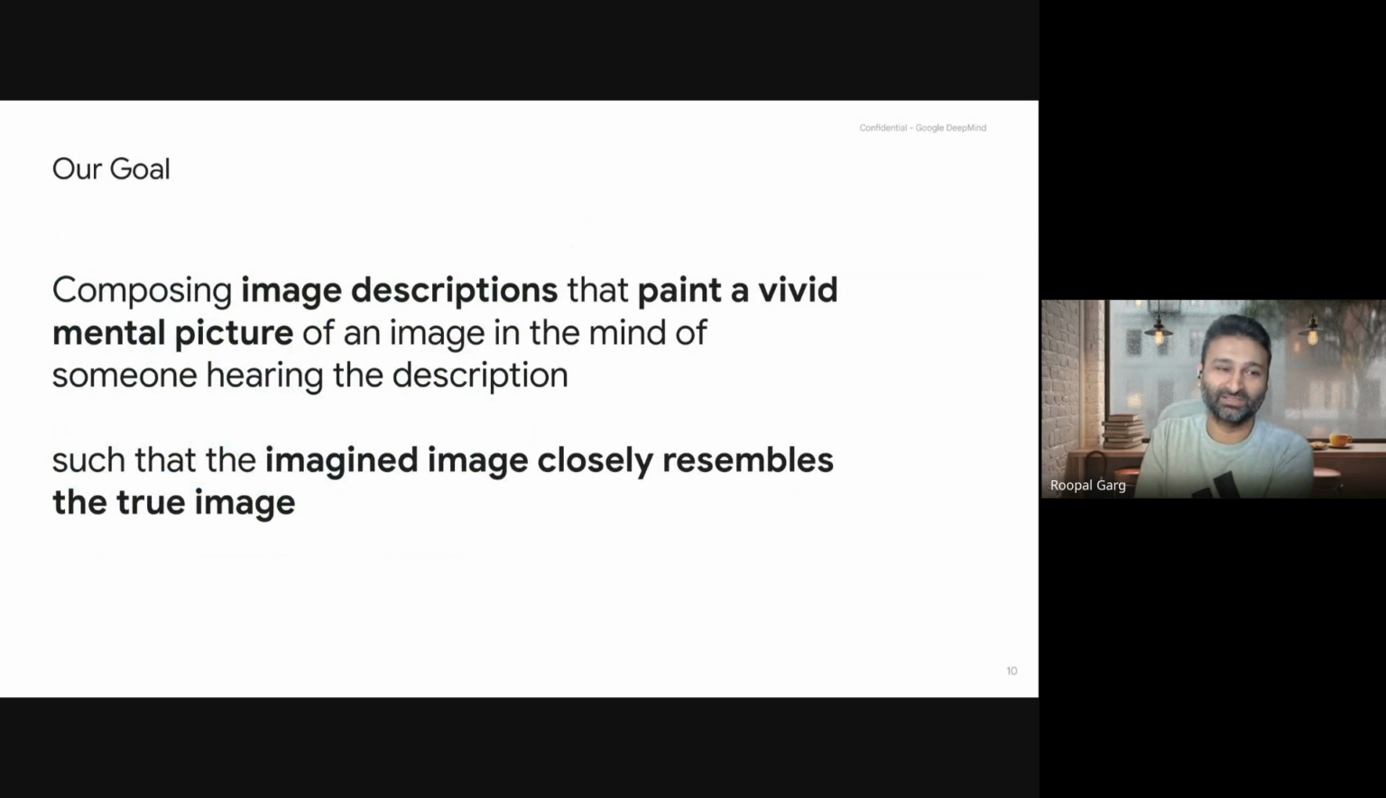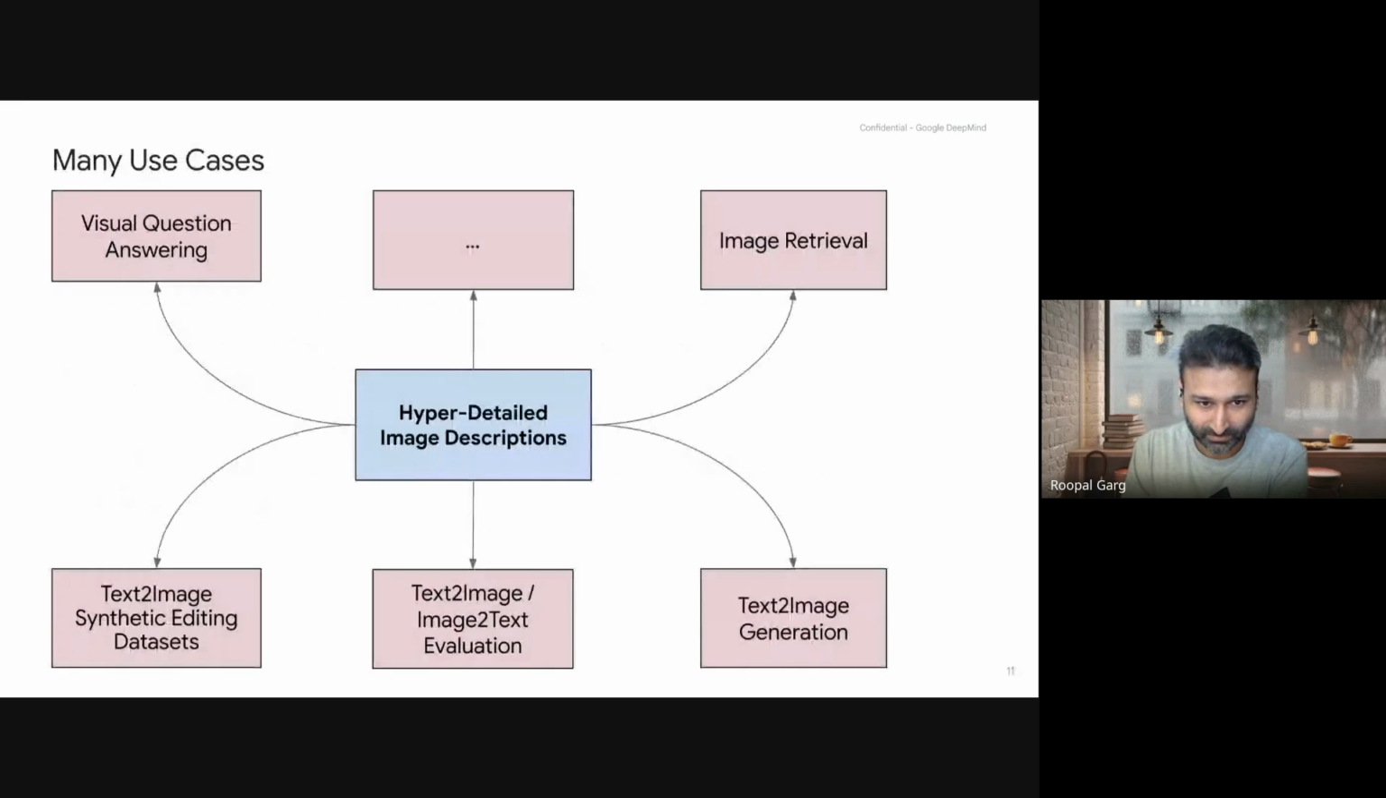So we started with this philosophical goal of, okay, let's have image descriptions that help you paint a vivid mental picture of an image in the mind of someone hearing the description with their eyes closed, such that when you open your eyes, the imagined image closely resembles the true image that you see in front of your eyes. Now, this is very philosophical. So we said, okay, easier said than done. How do we actually make this a reality?